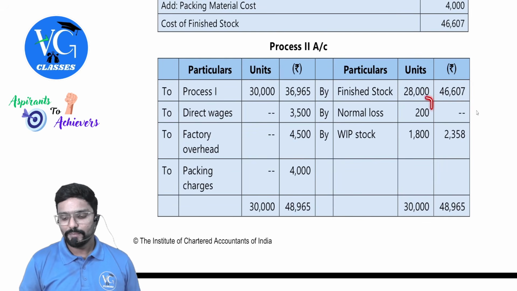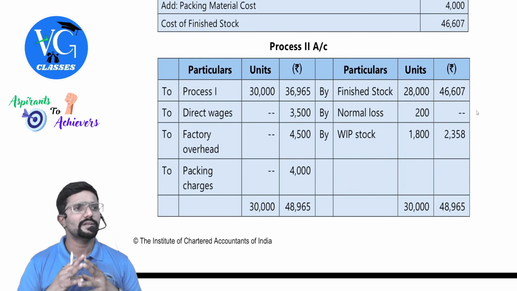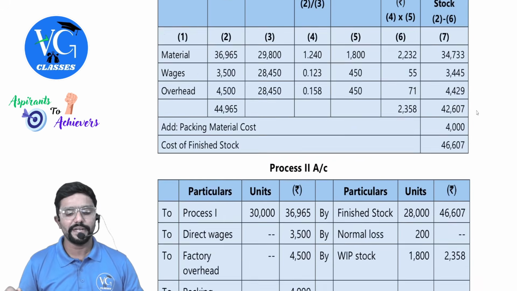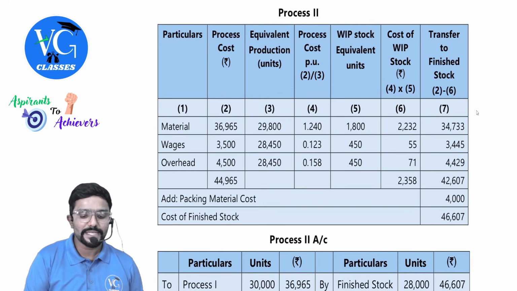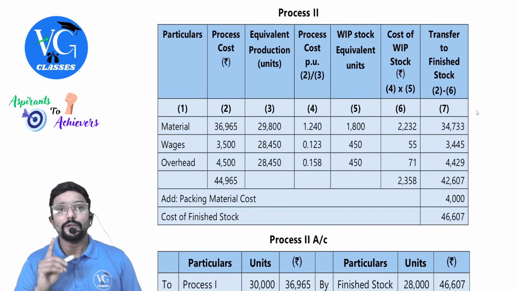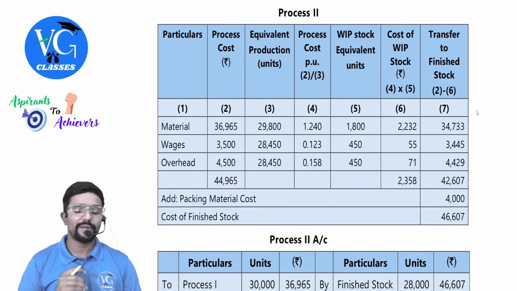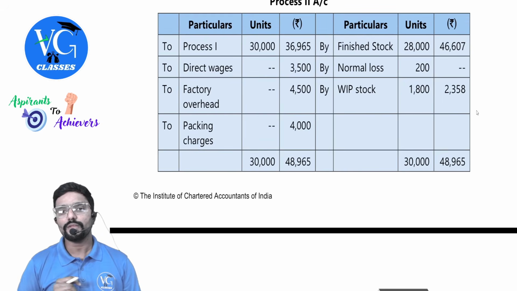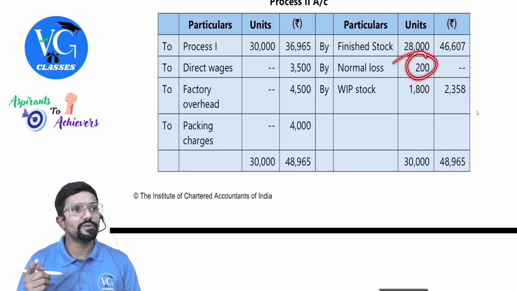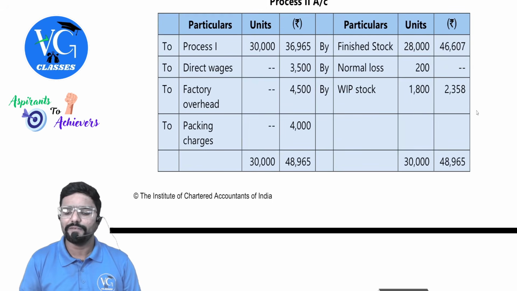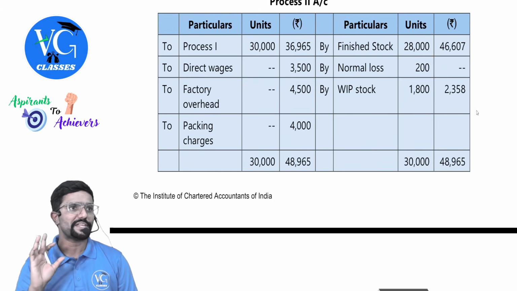46,607. Normal loss 200, we are just recording it here and there is no scrap value. That is why we didn't reduce anything here. If by chance there is a scrap value of normal loss units, then I should be reducing it here, guys, from material cost. Yes, sir. So there is no scrap value, so dash. Whereas in units you have to take it, sir. Anyway, scrap value is not there, so I will ignore it here also. No, units will not match.